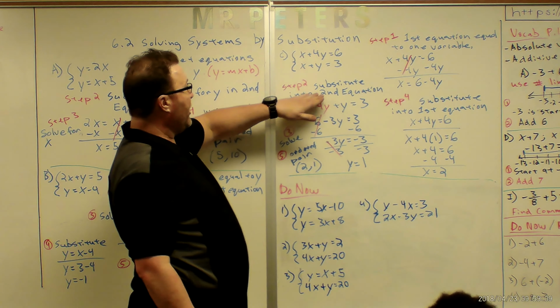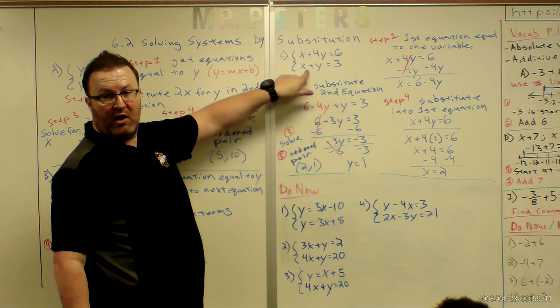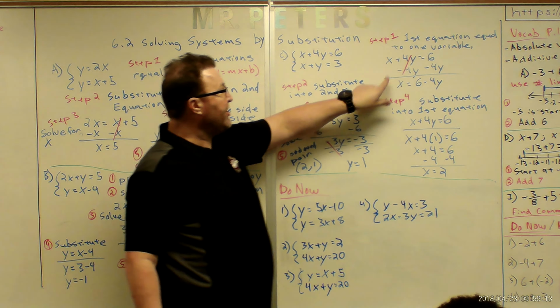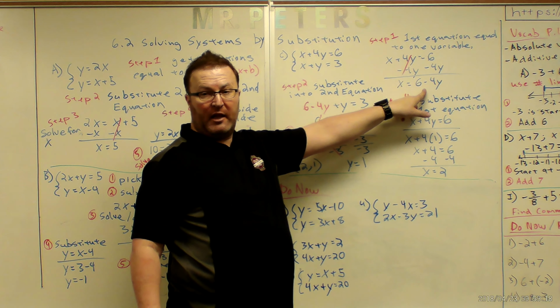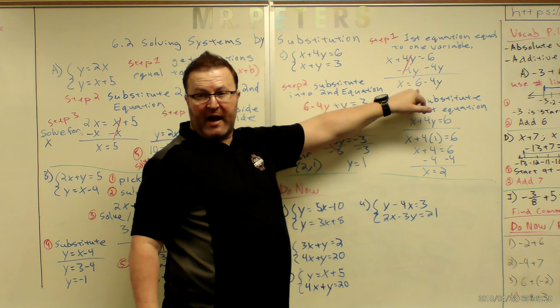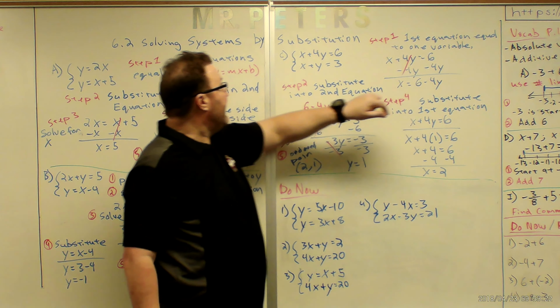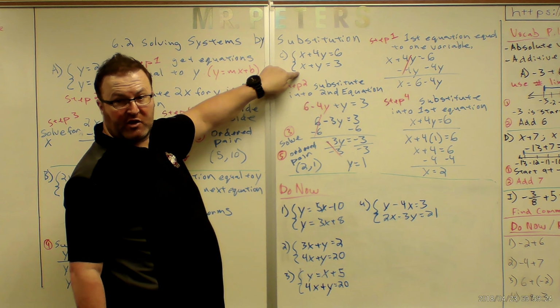So looking at this one and looking at this one, x and y are by themselves, right? So we're going to pick this equation and we're going to get x by itself. All we have to do is subtract 4y from both sides. Are we clear? Okay, we just solved for x, right? So that means we can take this and we can plug it into the other equation to solve for it.